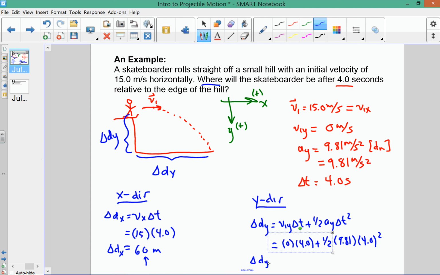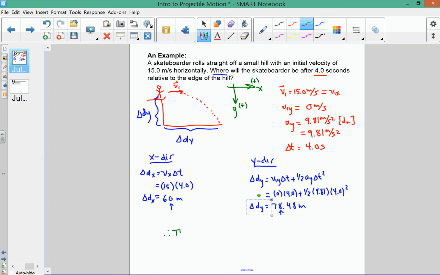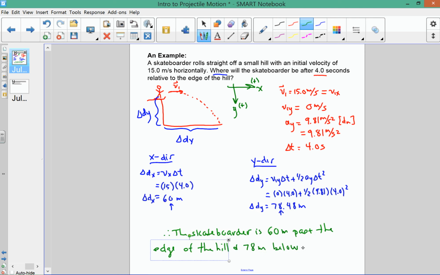Okay, now so far so good. I've got displacement in x and displacement in y. So if I really wanted to, I could say therefore, where is the skateboarder after 4 seconds? The skateboarder is 60 meters past the edge of the hill and 78 meters below. That technically describes his position after 4 seconds.